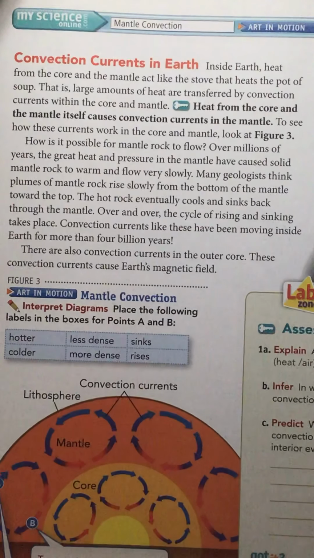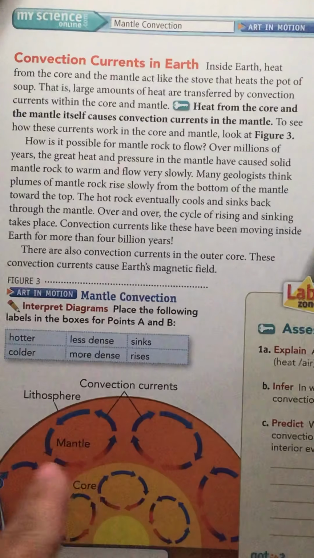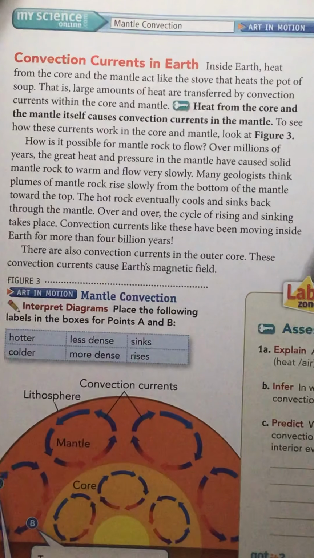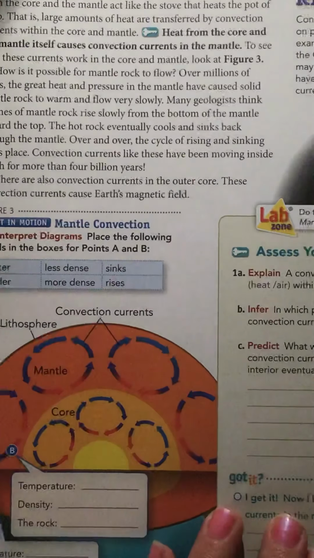There are also convection currents in the outer core. These convection currents cause Earth's magnetic field. We talked about that in the last chapter with the magnet and the filings. So there's movement in this, and there's movement in this. Remember, this is the liquid lava level. Page 22, and I'm pretty sure, oh, that's it. That's it for our chapter here.